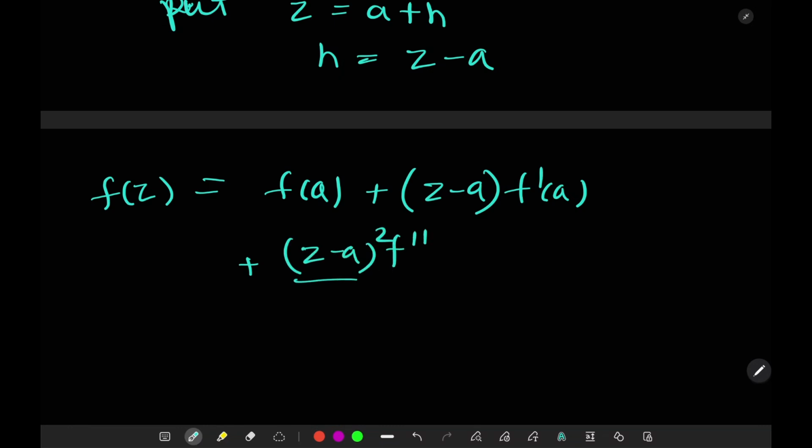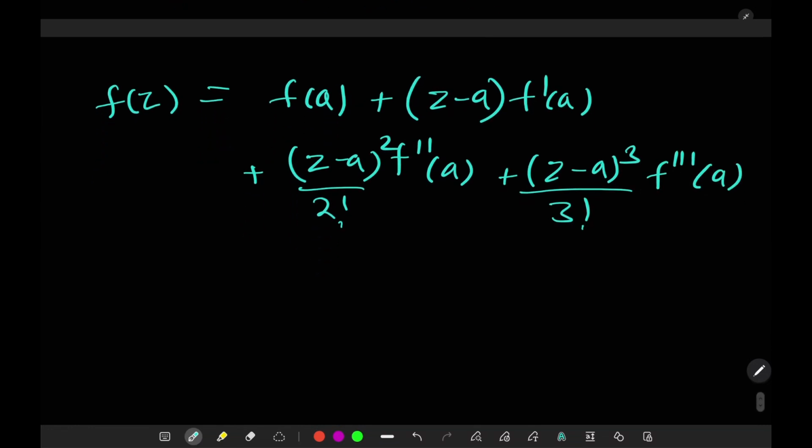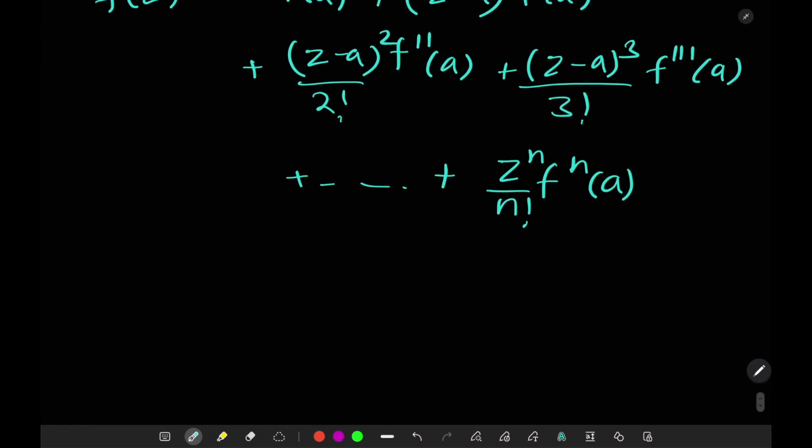This is a square and divide by factorial 2, z minus a whole power 3 divided by factorial 3 times differentiation of f(a), up to z raised to power n divided by factorial n times differentiation of f(a). Here you can see it converges for |z minus a| less than r.